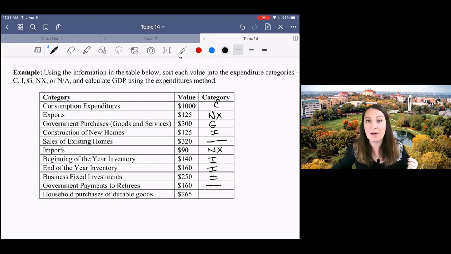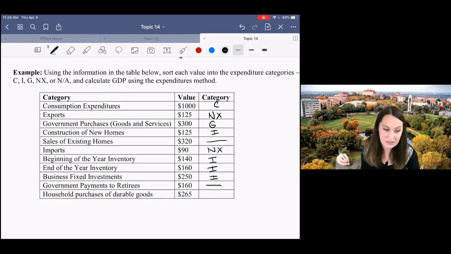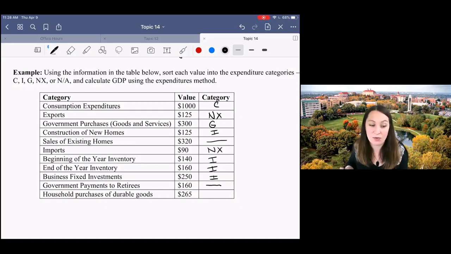We've simply taken money that used to belong to a worker, we've given it to the government, and the government has given it to a retiree. So this does not count towards GDP. It's just a transfer of assets from one party to another. And the last one, going to go in consumption expenditures.